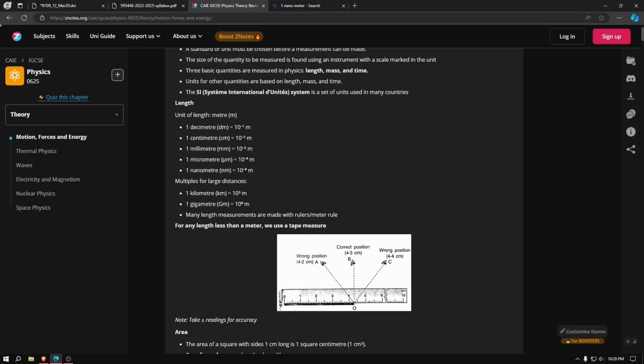Decameter is not that important. Centimeter you already know: 10 to the power minus 2 meters, and millimeter is 10 to the power minus 3 meters. Then there is micrometer, written using this reverse U symbol, and 10 to the power minus 6 meters. M represents meters here, and nanometer is 10 to the power minus 9. So minus 6 becomes minus 9, three more zeros added to the power.